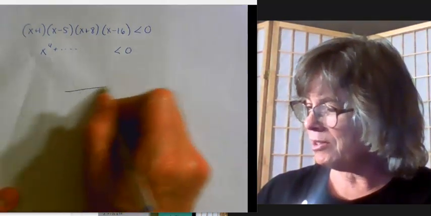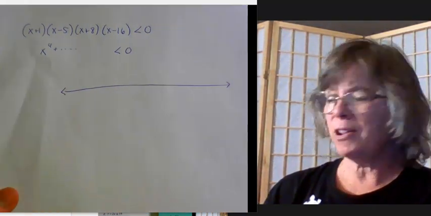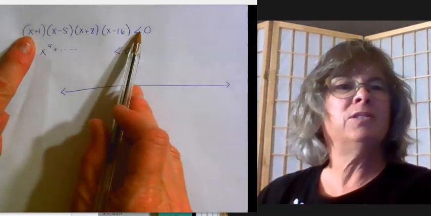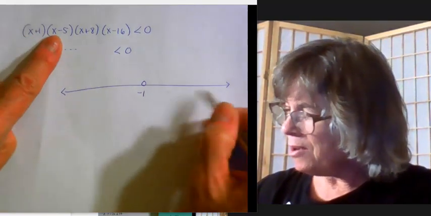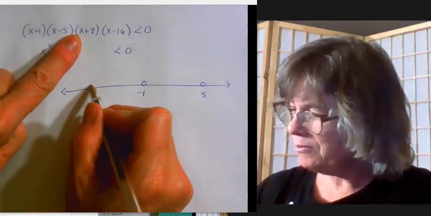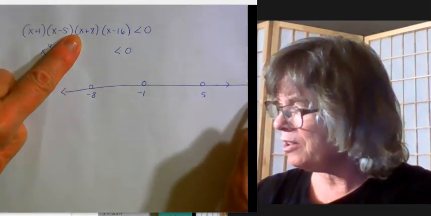So my process is, if it's in factored form, it's kind of sweet. I can say, what are my critical values? I can look at this and say, what are the values that would make that equal to zero? Then I've got negative 1, positive 5, negative 8, and positive 16. Looks like that would be somewhere over here, 16.